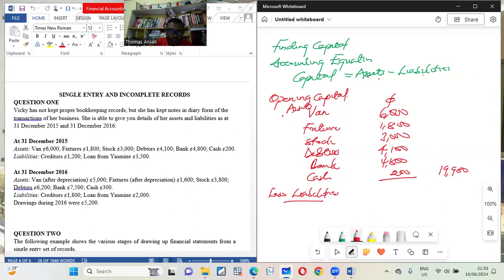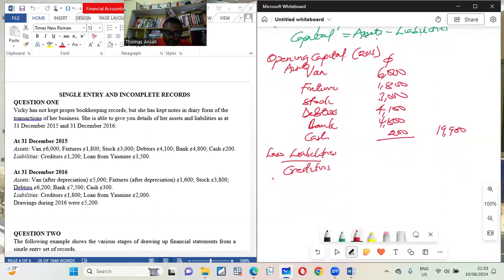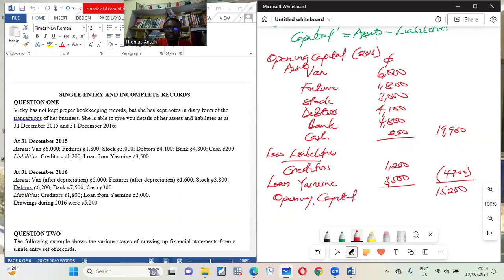What are my liabilities for 2015? Because this one is 2015, that is last year. All right, so my liabilities, I have creditors. Then I also have a loan from Yasmin, my accountant, and auditor. So now we have 1,200 plus 3,500. Together, that is 4,700. If I take the 4,700 from this, that gives me 15,200. So this is my opening capital. That is that, my opening capital.